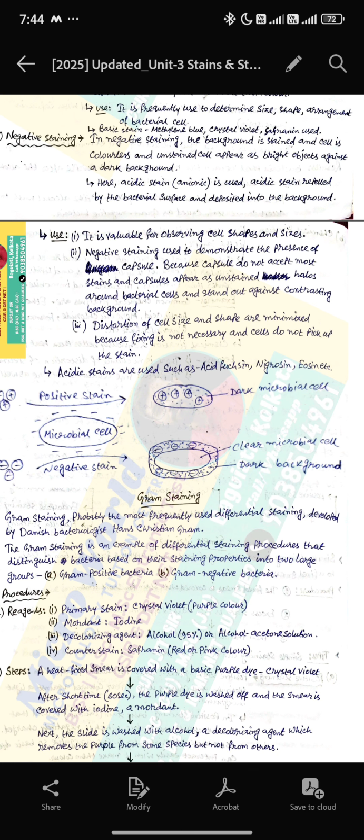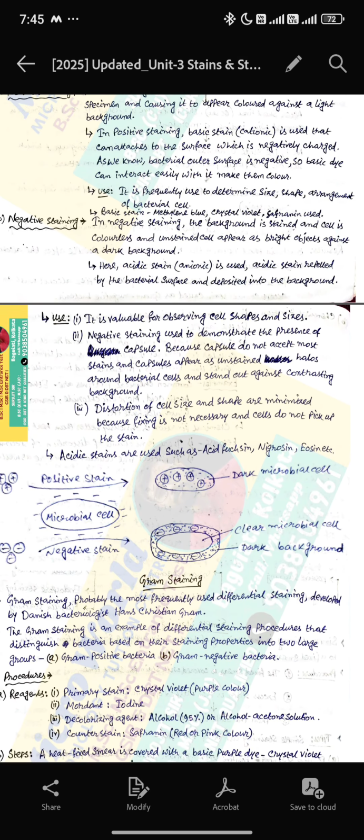Capsules do not accept stain, so they appear as unstained halos around bacterial cells against a contrasting background. Distortion of cell size and shape is minimized because fixing is not necessary and cells do not pick up the stain. So the cells do not get damaged in negative staining because fixing is not necessary, and cells do not pick up the stain, so they do not get killed.